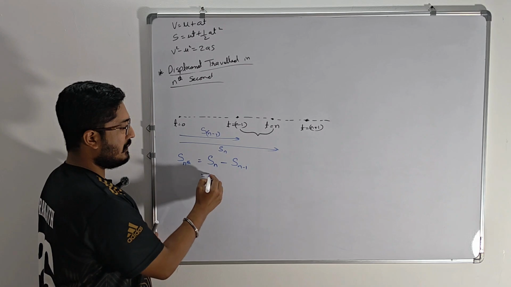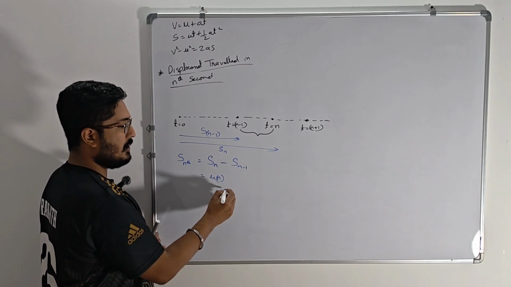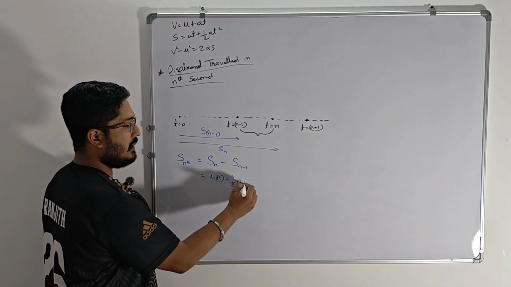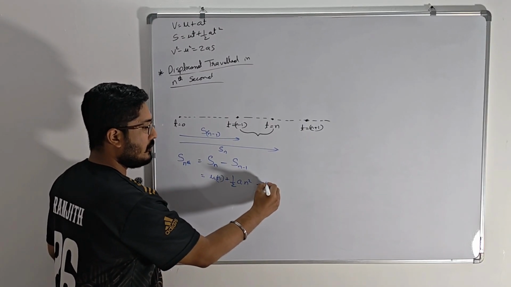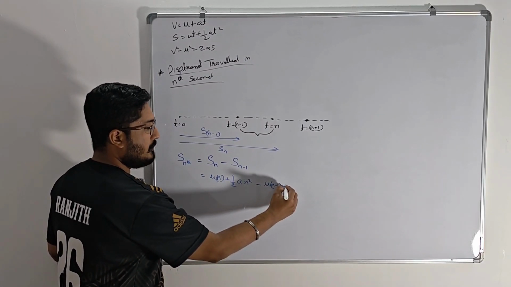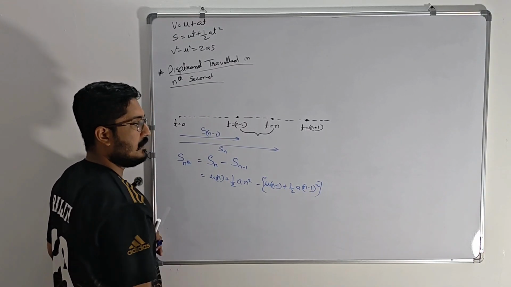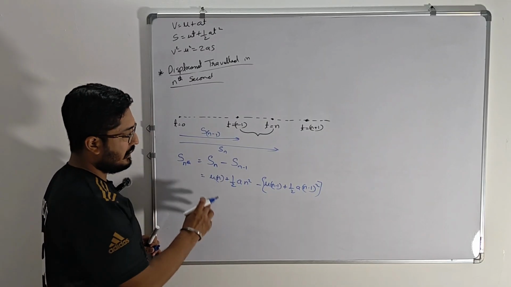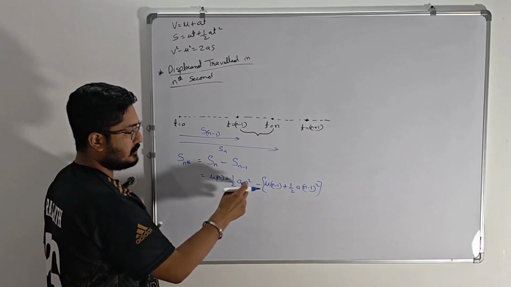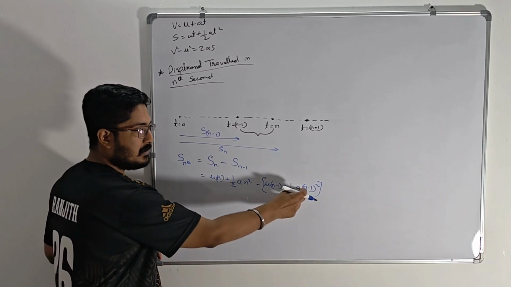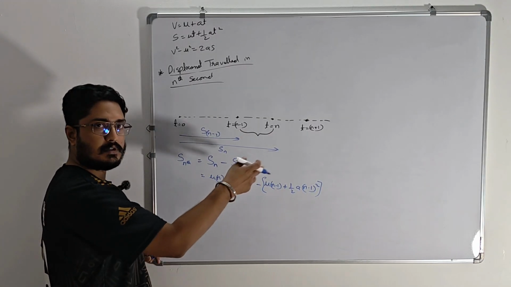Displacement in n seconds can be written as ut, where t is nothing but n here: u into n plus half into a into n square. I'm using the second formula. And minus, here it will be u into n minus 1 plus half into a into (n minus 1) whole square. If I open the bracket, I'm pretty sure you understand. Here I have un, and opening the bracket I'll have minus un, so they get cancelled. Also, I have half a n square, and if I open this bracket I'll have half a n square there too, but with a negative sign because of the minus outside, so it will get cancelled.